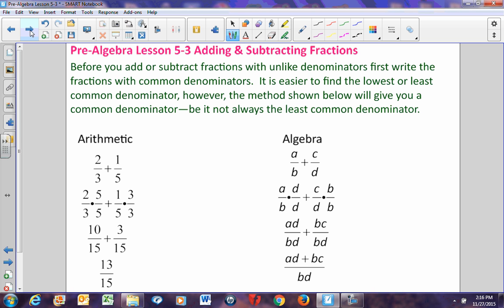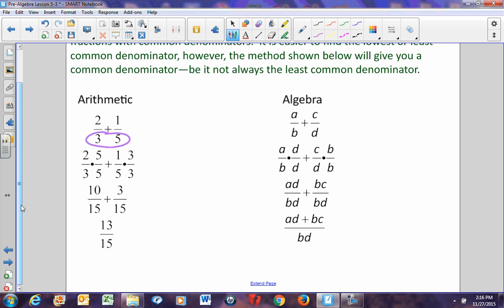For example, if I have 2/3 plus 1/5, I can have a common denominator of just multiplying the 3 and the 5 together and get 15. In this particular case, it is the least common denominator. So if I just took 2/3 and multiplied it by 5 over 5, and I took 1/5 and multiplied it by 3 over 3, I would get 10 over 15 plus 3 over 15, which makes 13/15.